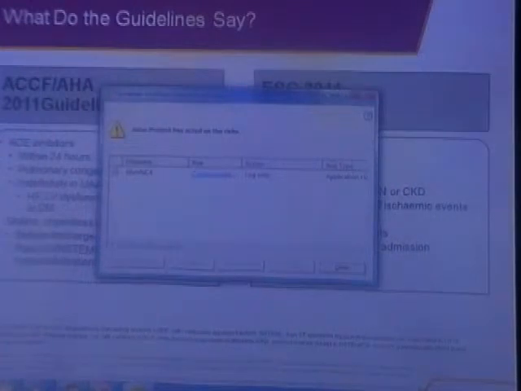So all patients of ACS should have a statin before discharge, and they should be followed up with their LDL levels and total cholesterol levels. Most of these patients will require lifelong statins. There is no second question about that.